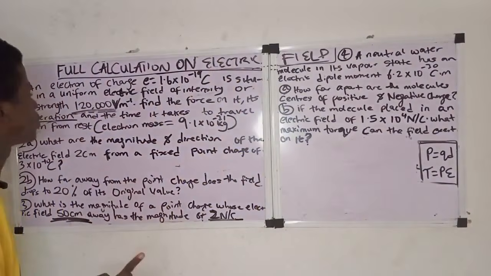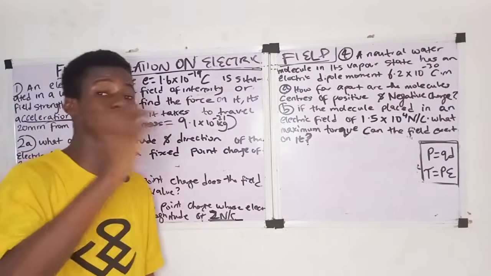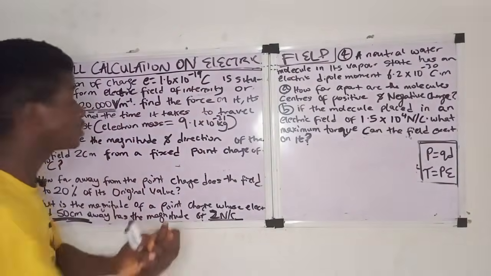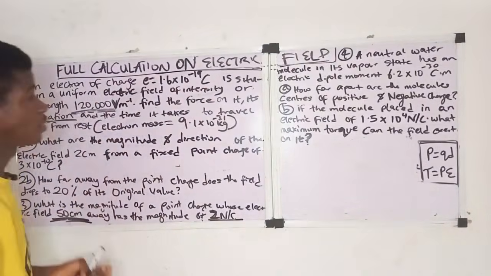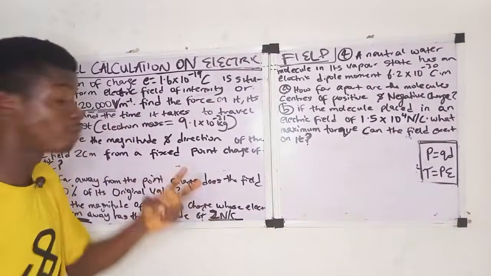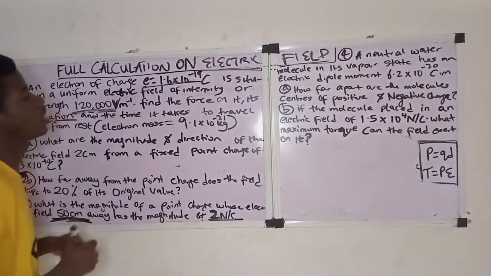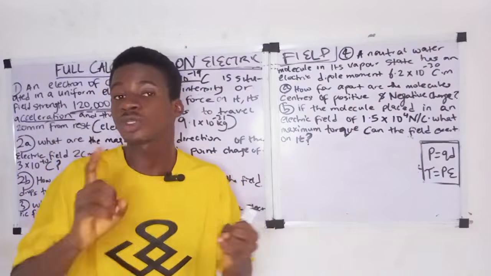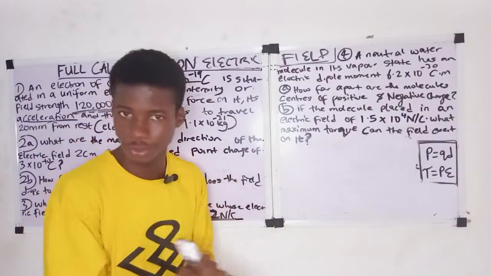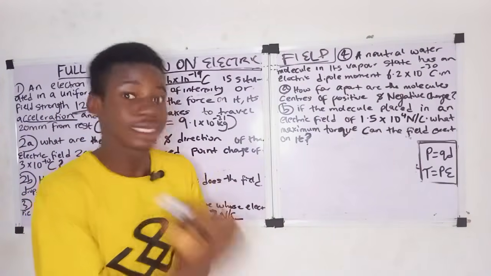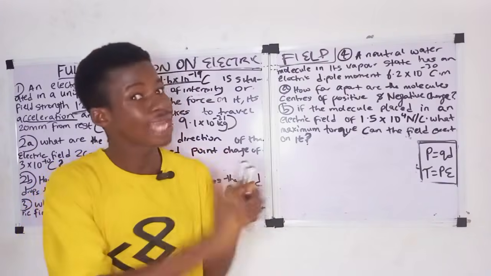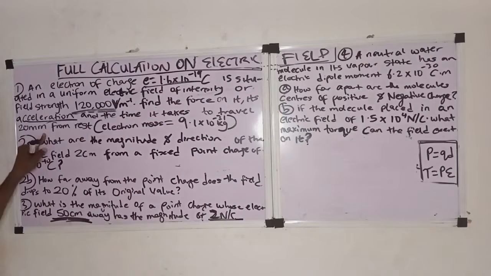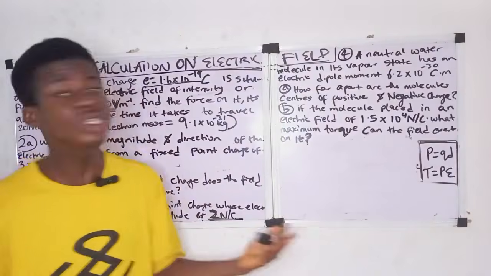If you look at the question, they're asking us to look for three things. The very first is force. The second is acceleration. The third is time. The question said an electron of charge, this is the charge of the electron, is situated in an electric field. They're asking us to calculate the force acting on the electron, the acceleration with which the electron will move, and lastly the time it takes the electron to travel 20 millimeter from rest. This question is very easy.